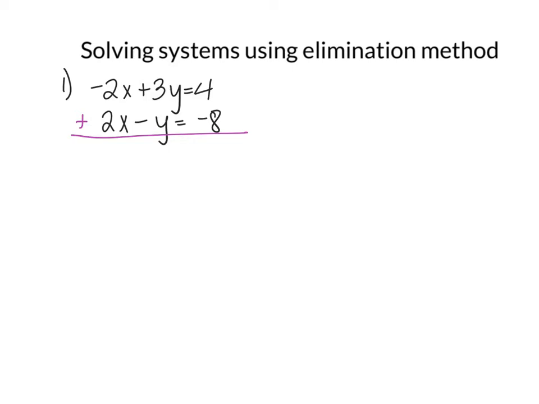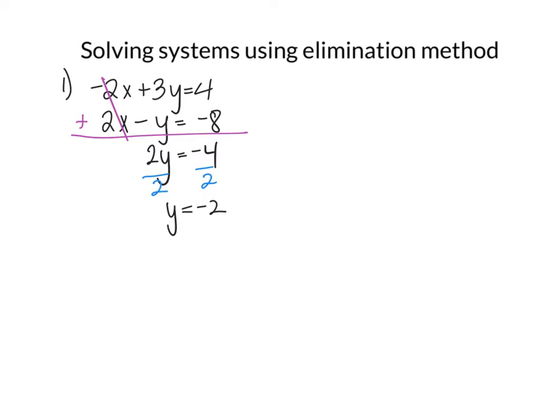And negative 2x plus 2x is 0x, and that's why that's going to cancel out. And then 3y plus negative y, so 3y minus y is 2y. And 4 plus negative 8 is negative 4, so 2y equals negative 4. Divide by the 2, and y equals negative 2.